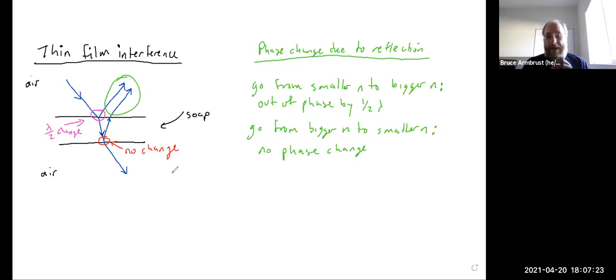But clearly, that's not the only thing, because think about what this would suggest. If one of them changes by 1/2 of a wavelength and the other one doesn't change at all, what's going to happen when they come together?